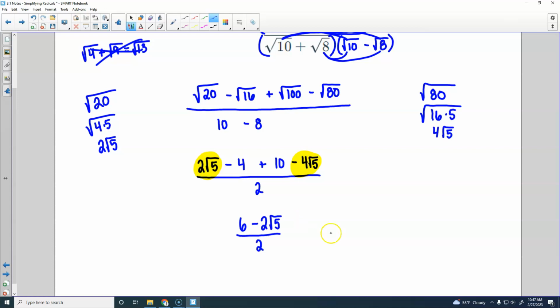No, it would be negative square root of, on the bottom, it's going to be 64. You're not adding those 8s, you're multiplying. Yeah.